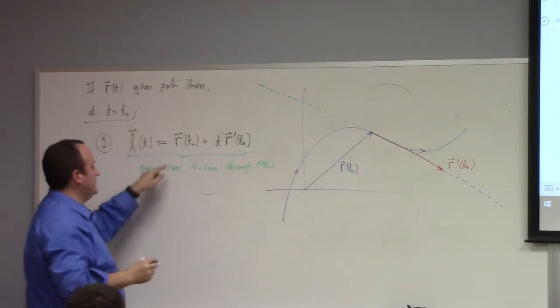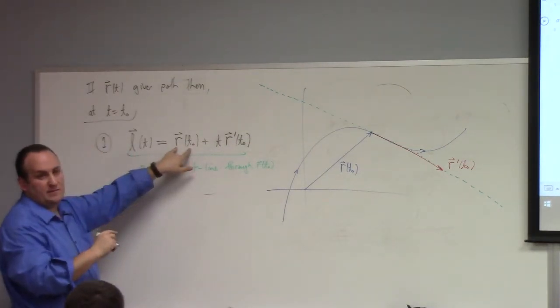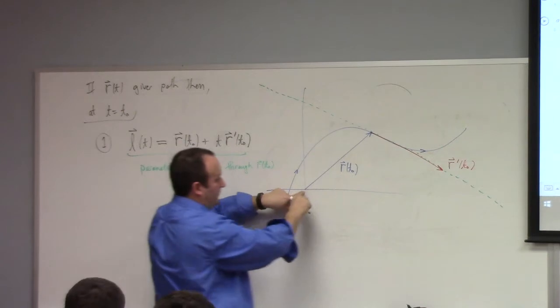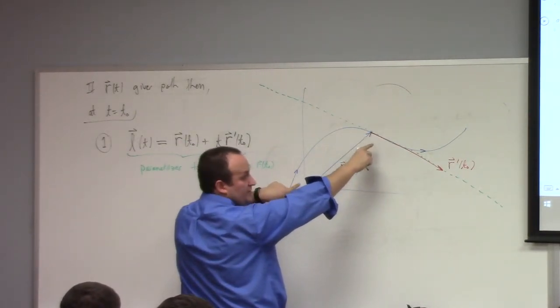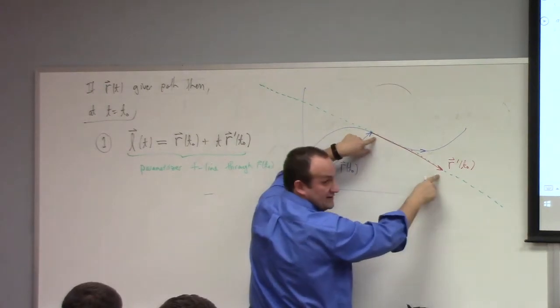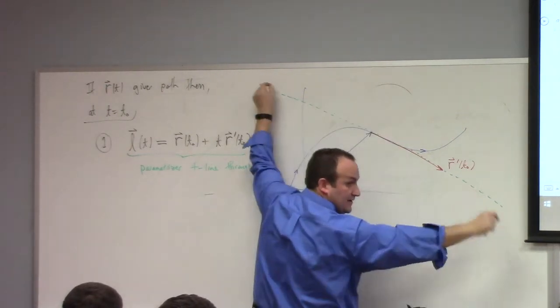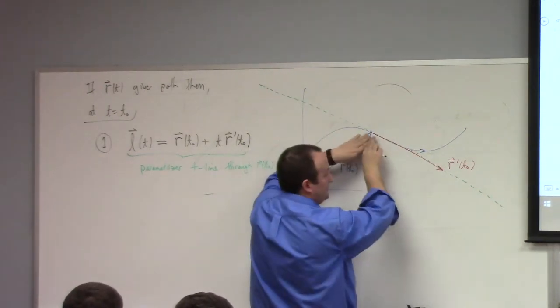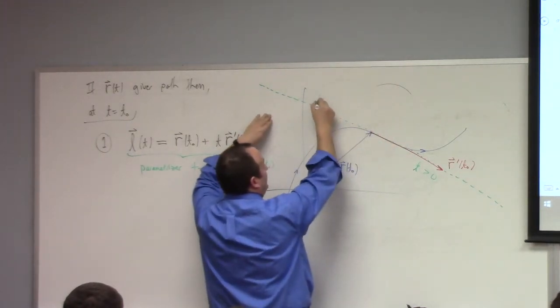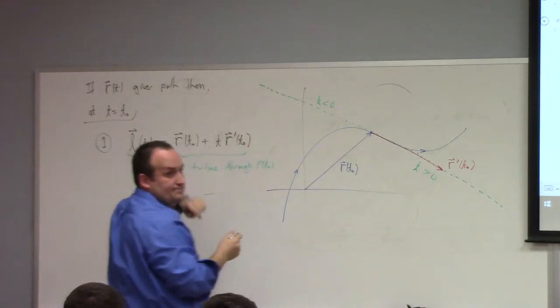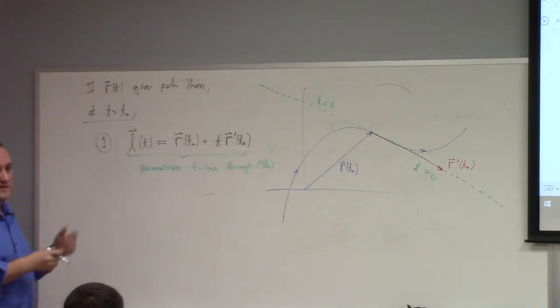See, because I start out by adding the base point. I go from the origin out to here, and then I add a scalar multiple of the velocity vector, right? And that just traces out along the tangent line. As t is positive, we're over here. If t is negative, we're back here. And that's a parameterization of the tangent line.